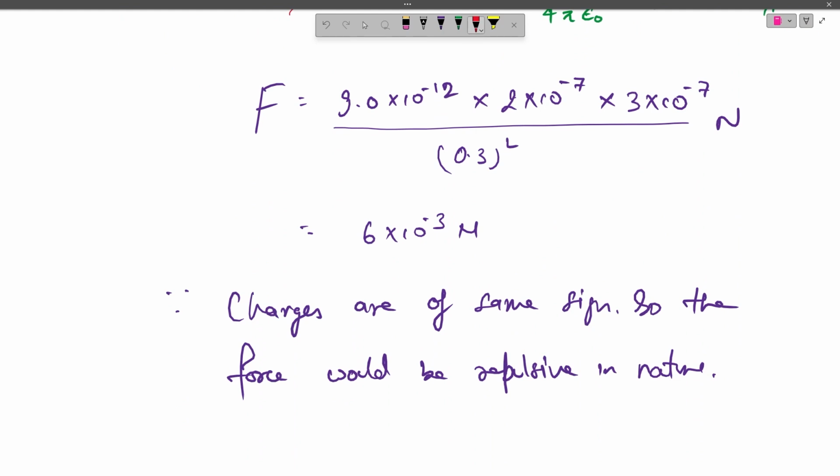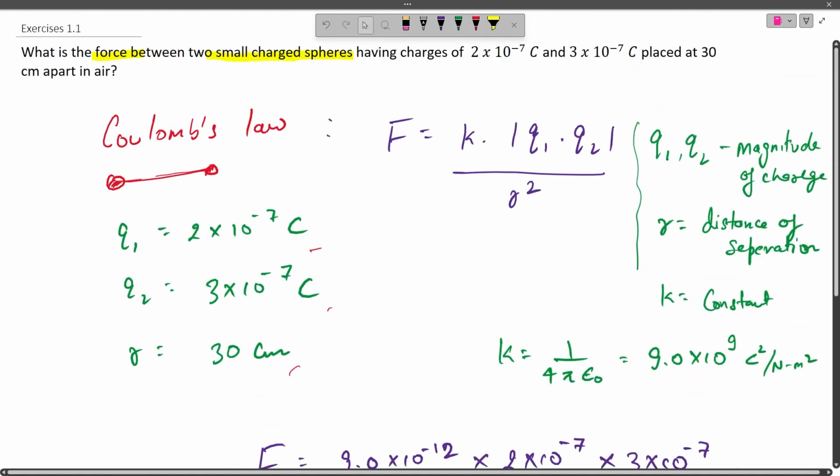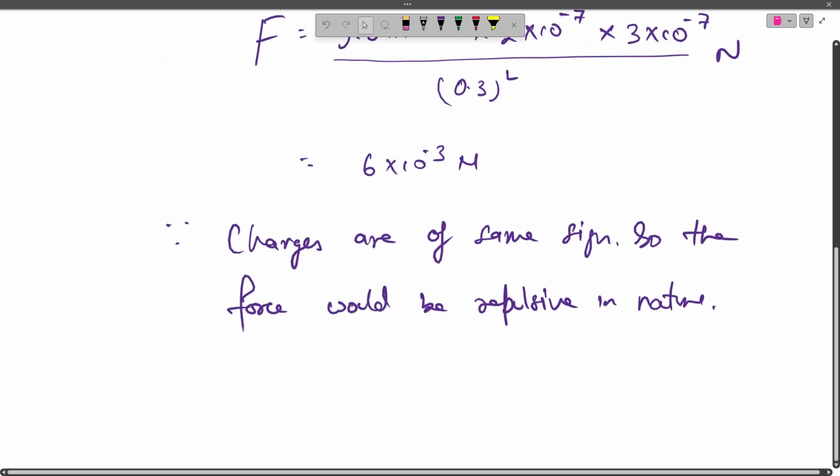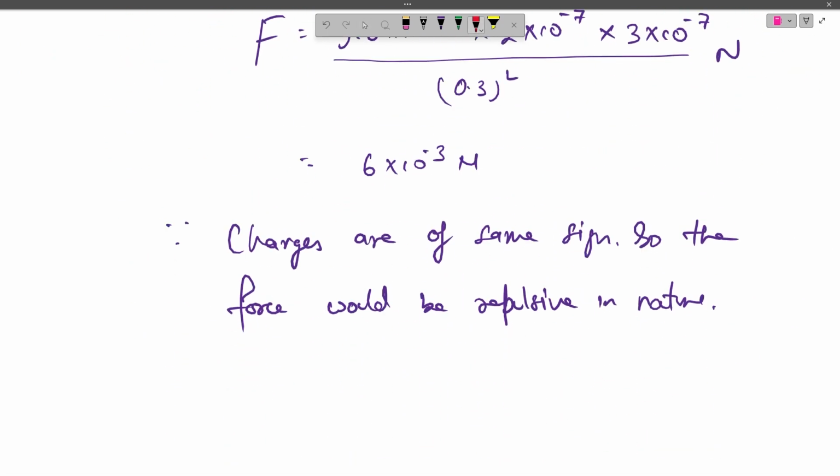Now since we have been given the charges that are both positive, we can say that since the charges are of the same sign, that is positive sign, the force will be repulsive in nature.